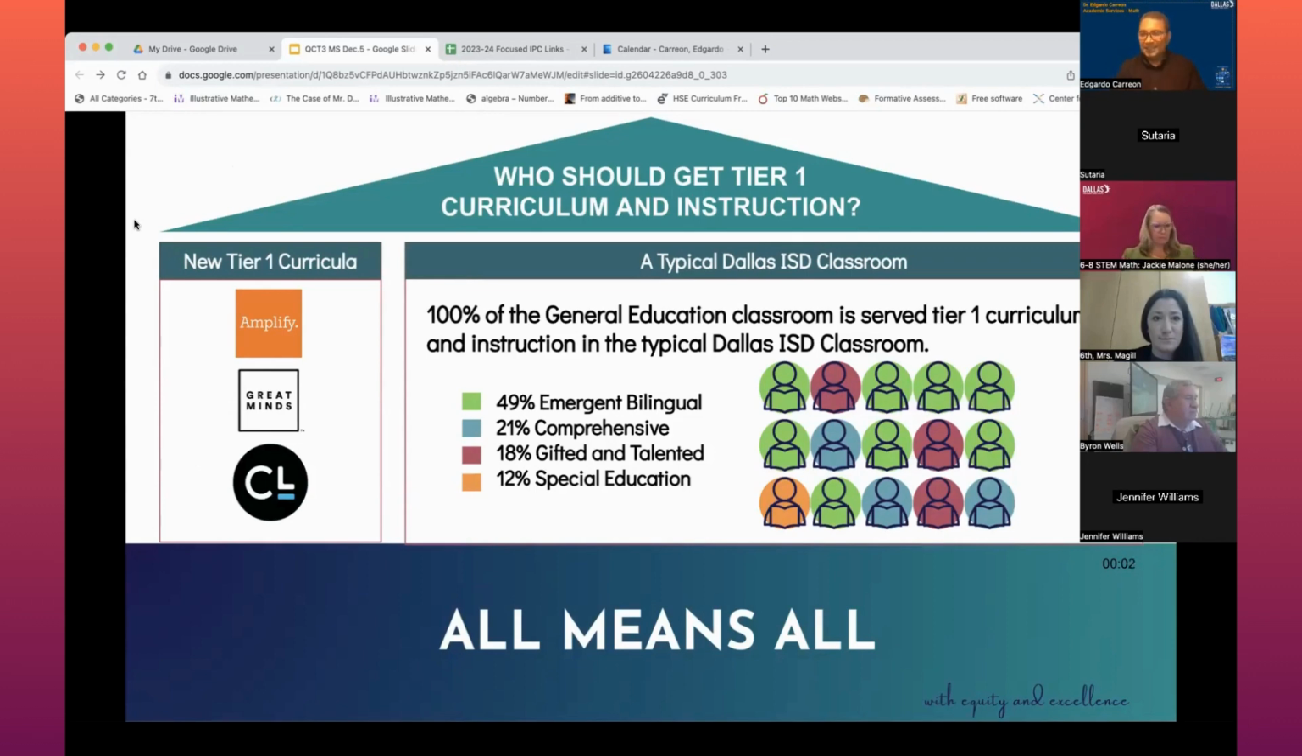Any volunteers? Yeah, I guess all means tier 1 instruction. Carnegie has to be implemented for all students in Dallas ISD. Thank you, Ms. Acharya. Anybody else?